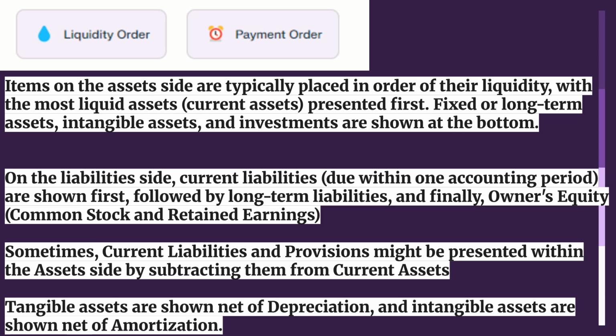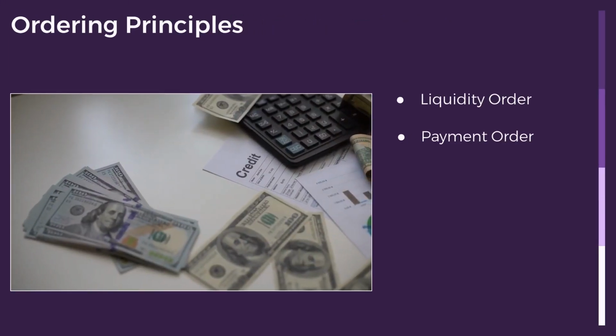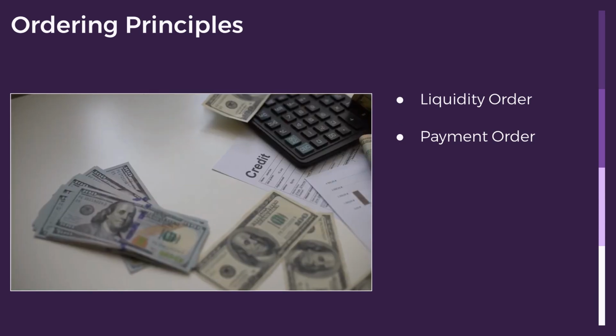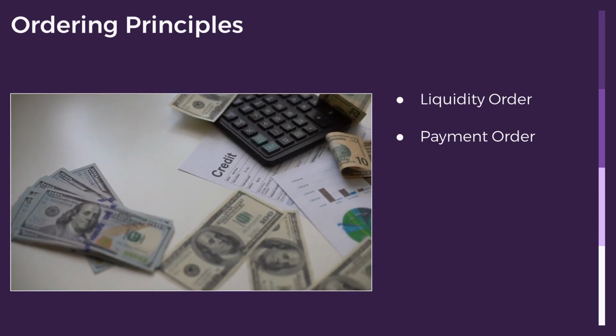Sometimes, current liabilities and provisions might be presented within the asset side by subtracting them from current assets. And tangible assets are shown net of depreciation, and intangible assets are shown net of amortization. Assets are typically ordered by liquidity, from most liquid to least. Liabilities are ordered by payment priority, with current liabilities first.